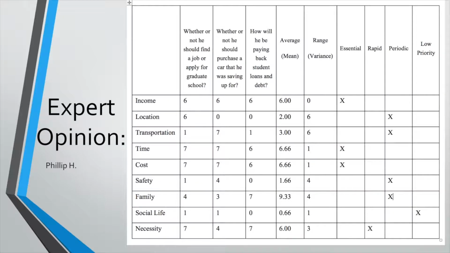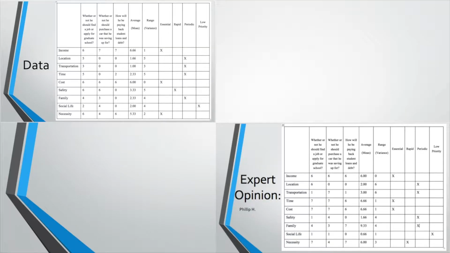An expert opinion was also asked to rate these factors as well. Philip H. was able to become an expert opinion because he has already made these decisions prior. As seen in these tables, both the decision maker and the expert's ratings were different.